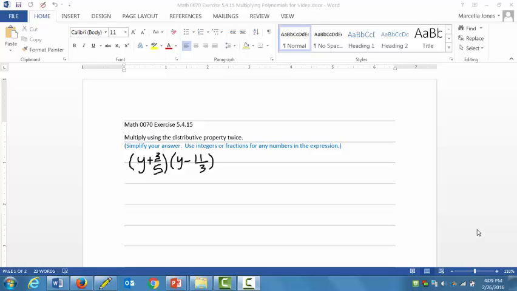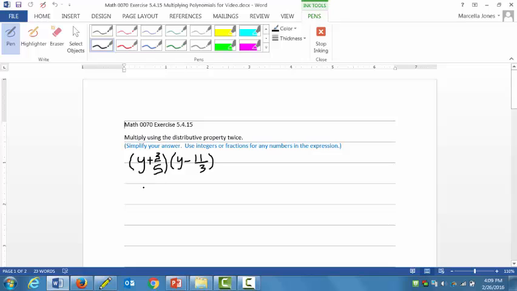Let's take a look at number 15 from section 5.4. This problem is the type of problem you could find on the 15th problem in the textbook on section 5.4. You're being asked to multiply, and you're going to use the distributive property twice. That's also known as FOIL. And you're going to simplify your answer and use integers or fractions for any numbers in the expression.